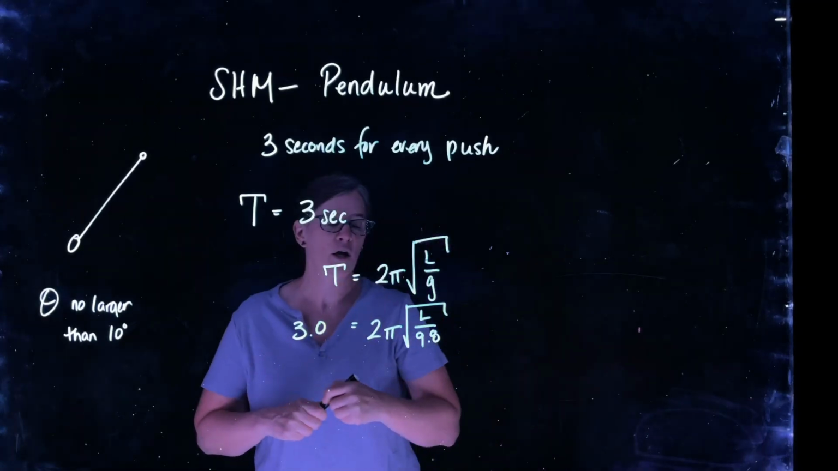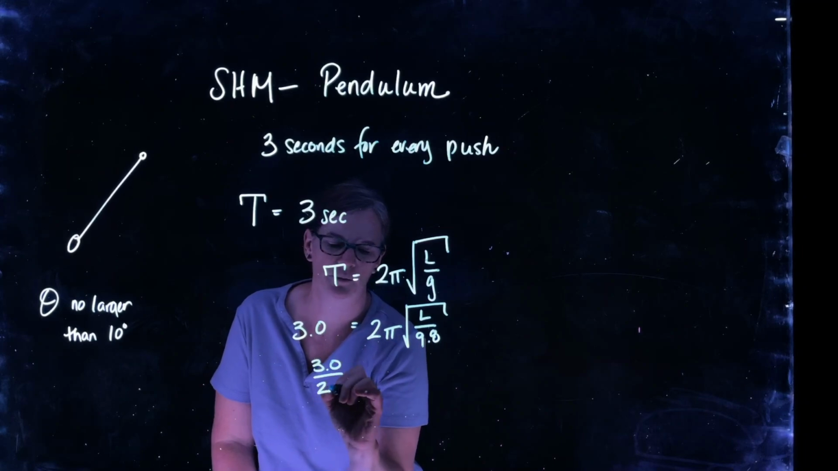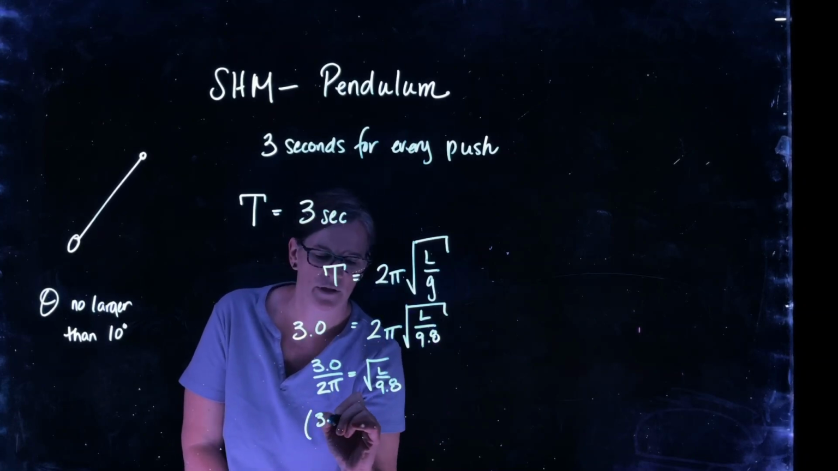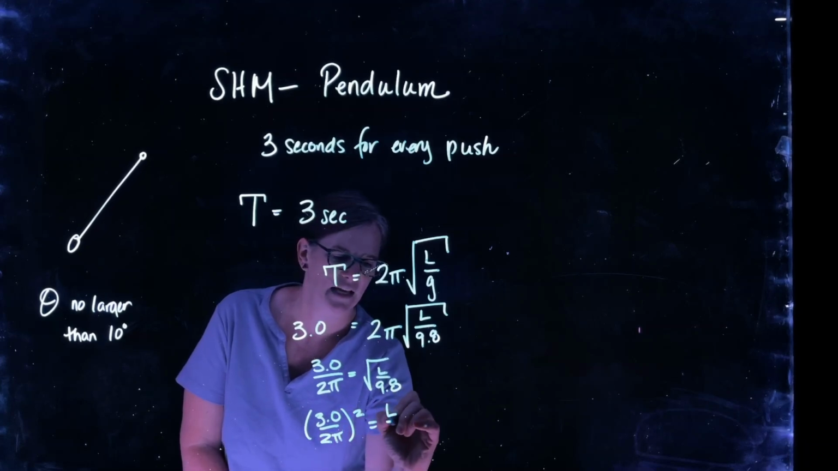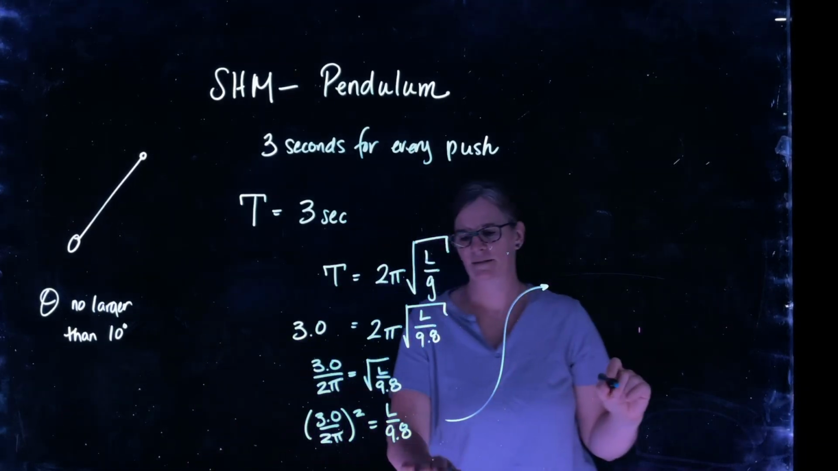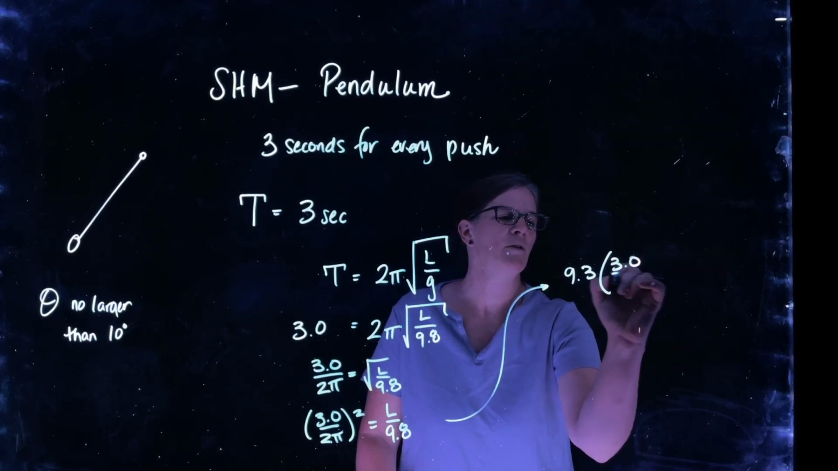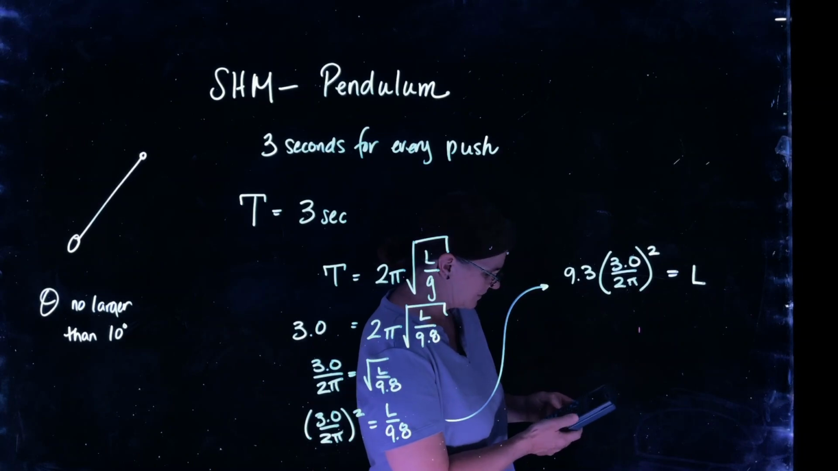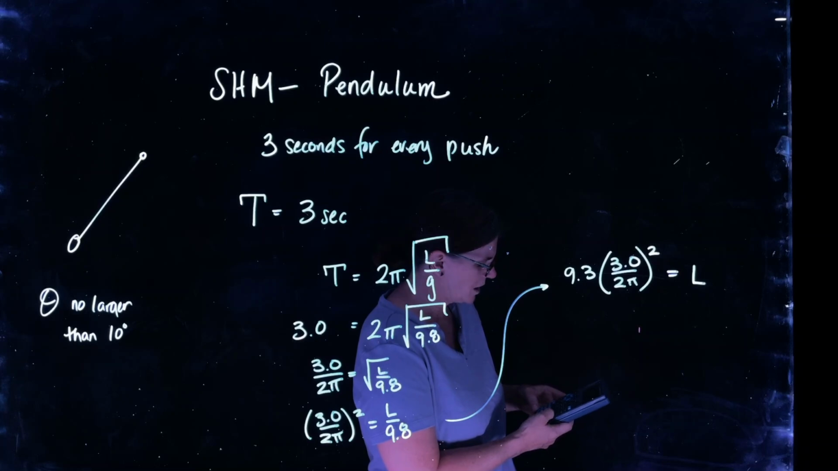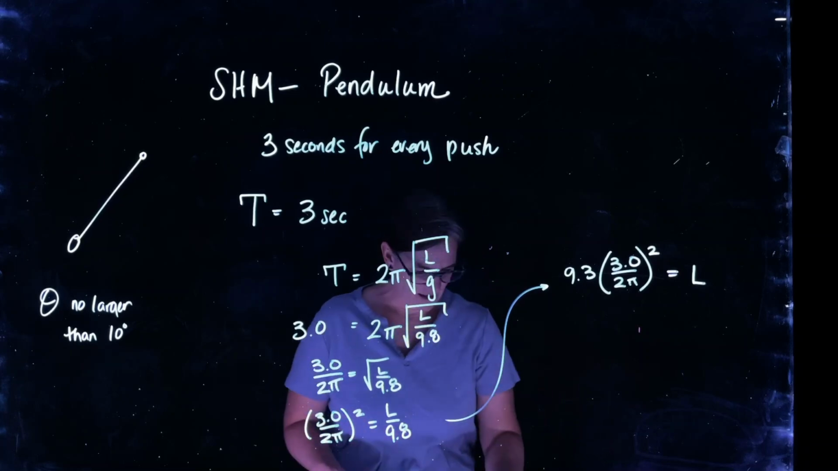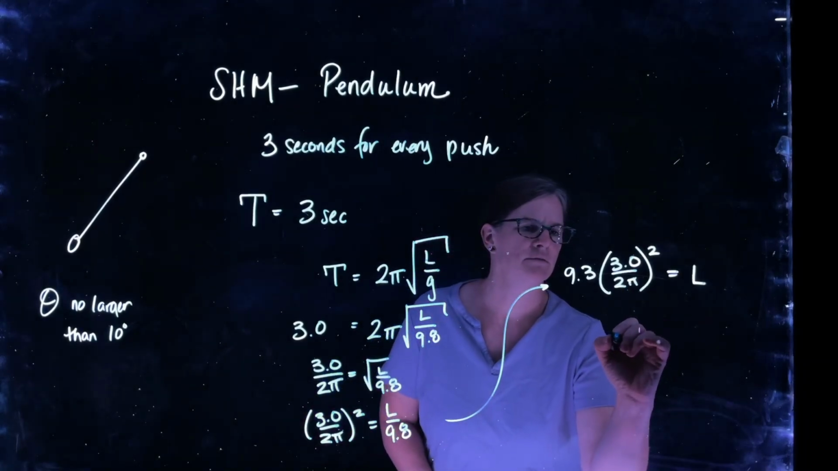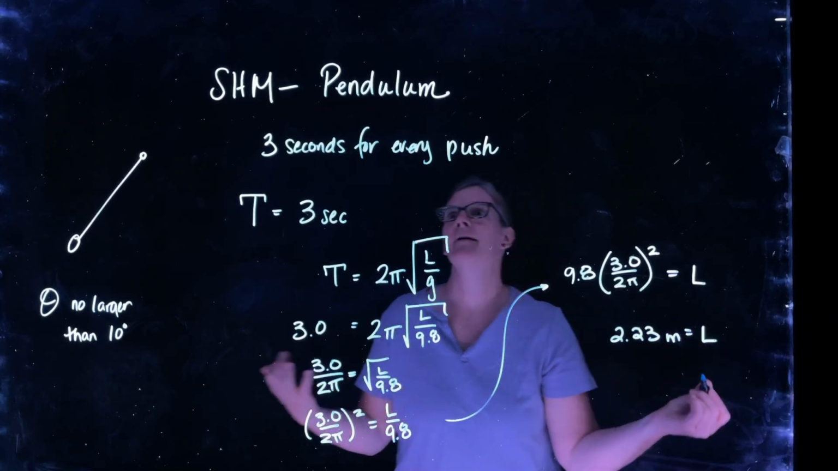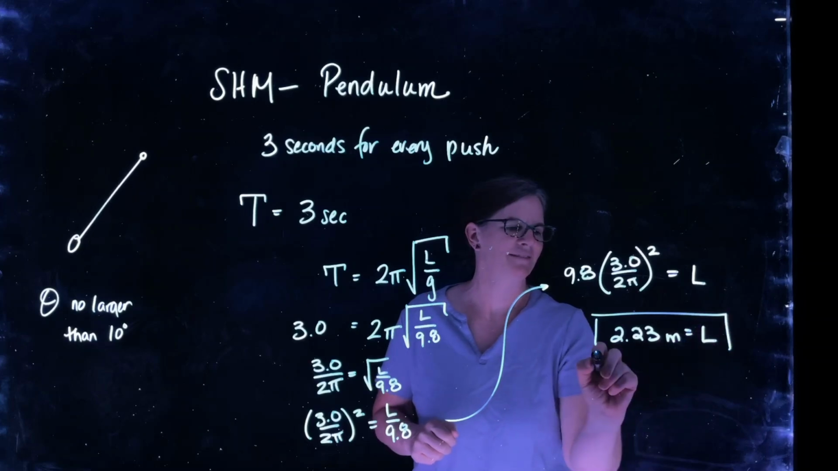So I'm going to divide both sides by 2 pi. So I have 3.0 divided by 2 pi is equal to the square root of L over 9.8. Square both sides. So 3.0 over 2 pi, squared, is equal to L over 9.8. And of course, then multiply by 9.8. So I have 9.8 times the quantity 3 over 2 pi, squared, is going to give me my length. So 3 divided by 2 pi, squared, times 9.8, and we have a length of 2.23 meters. Perfectly reasonable length to make a swing on a playground.